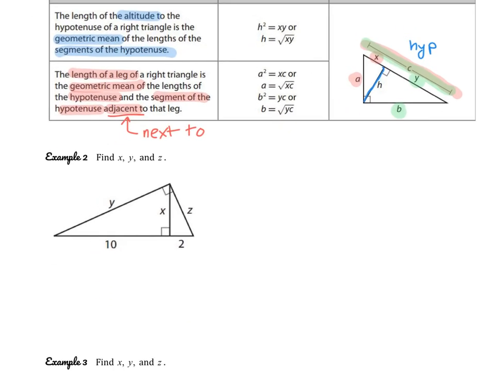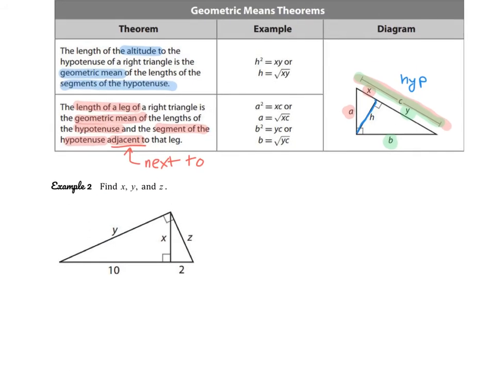Okay, so let's see if we can use those theorems to help us find x, y, and z. So the first one we can find in example 2. You'll notice that here we have the altitude and that we know the two segments that make up the hypotenuse. So let's use that first theorem. The altitude, which in this case is x, is the geometric mean, so it means the positive square root of the segments of the hypotenuse, 10 and 2.